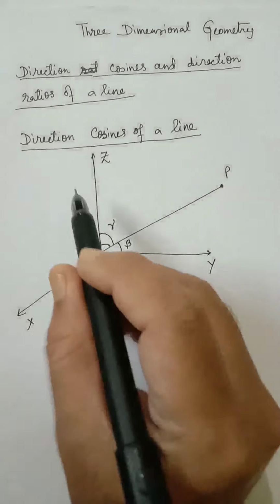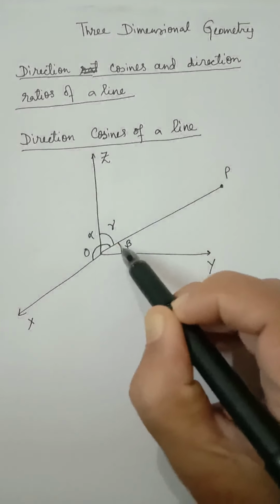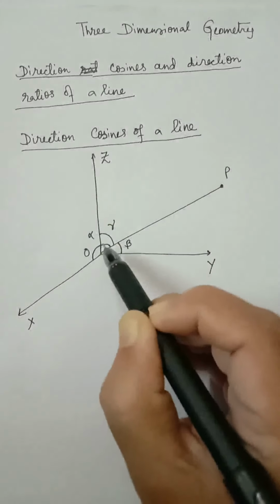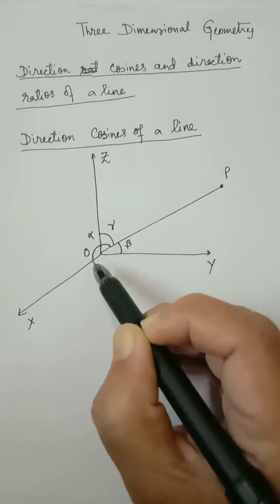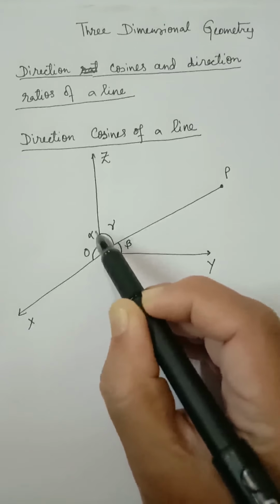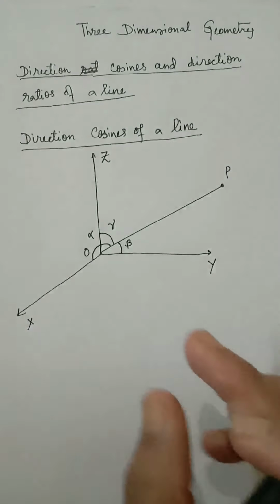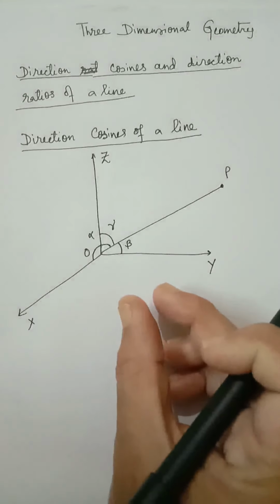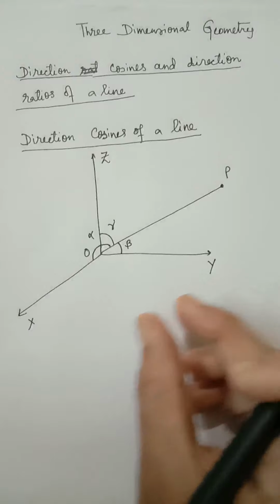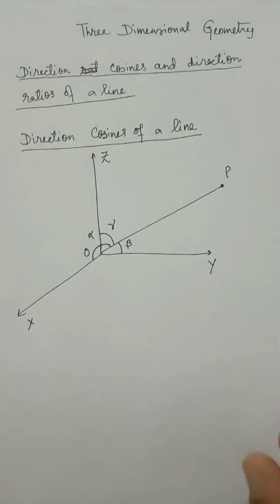First of all, direction cosines of a line. Suppose the straight line OP makes an angle alpha with the positive direction of x-axis, beta with the positive direction of y-axis, and gamma with the positive direction of z-axis. Then cos alpha, cos beta, and cos gamma will be the direction cosines of the straight line OP. Let me write the definition.